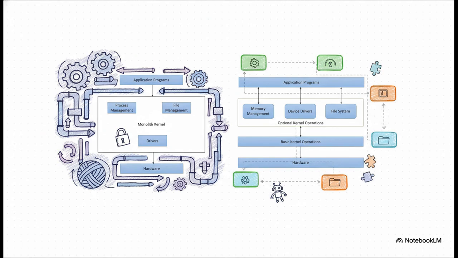On the left, you see the monolithic kernel. The best way to think of this is like a giant all-in-one Swiss Army knife. Every important service, process management, memory management, file management, it's all packed together into one big single program. On the right, you have the microkernel. This is more like a toolbox full of very specific individual tools. The main kernel is tiny, and most of the other services run as separate programs.